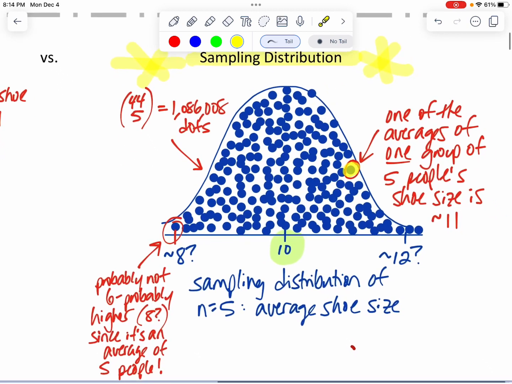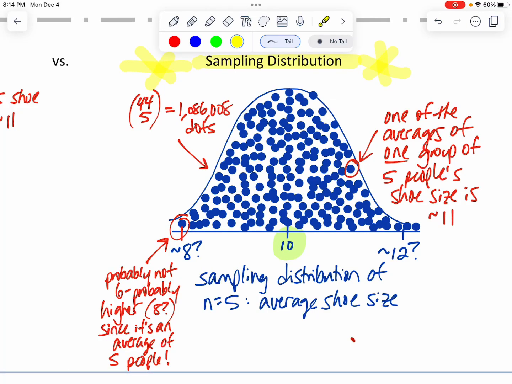Okay, so you're sitting with your friends, you've got your calculator, you came up with your average, you sent a representative up to the board to put a dot on the board that represents the average shoe size from your group of 5, and then you all turn and you look at me and I say, okay, now get with a different group of 5 and do the same thing. Go.